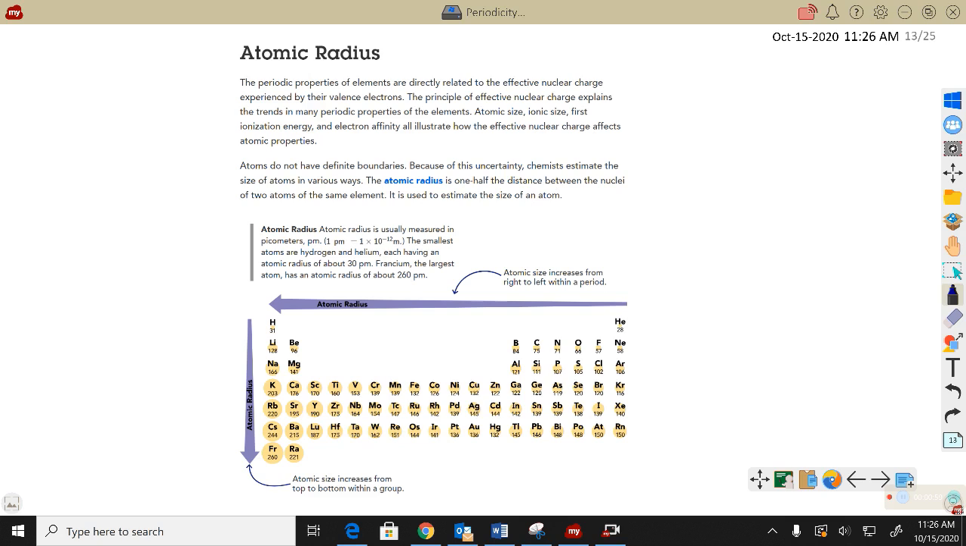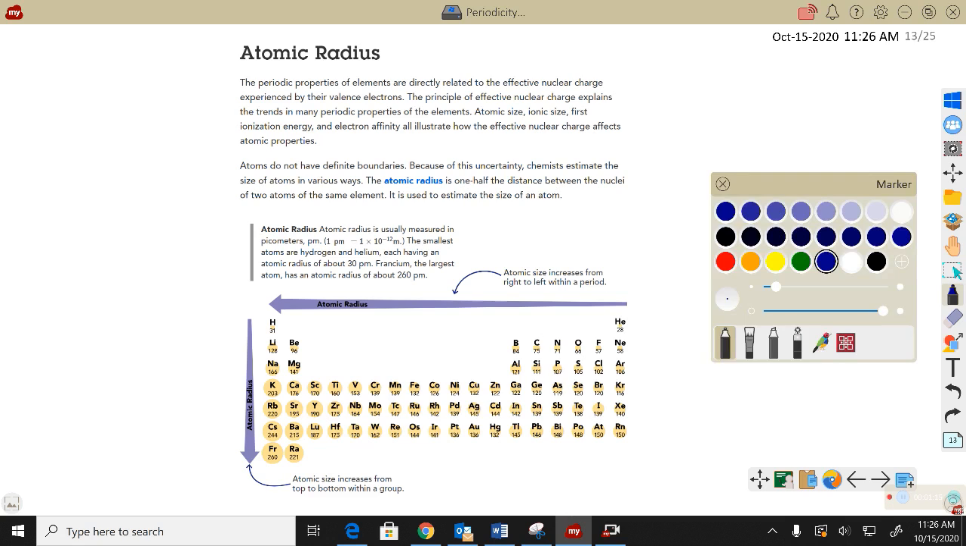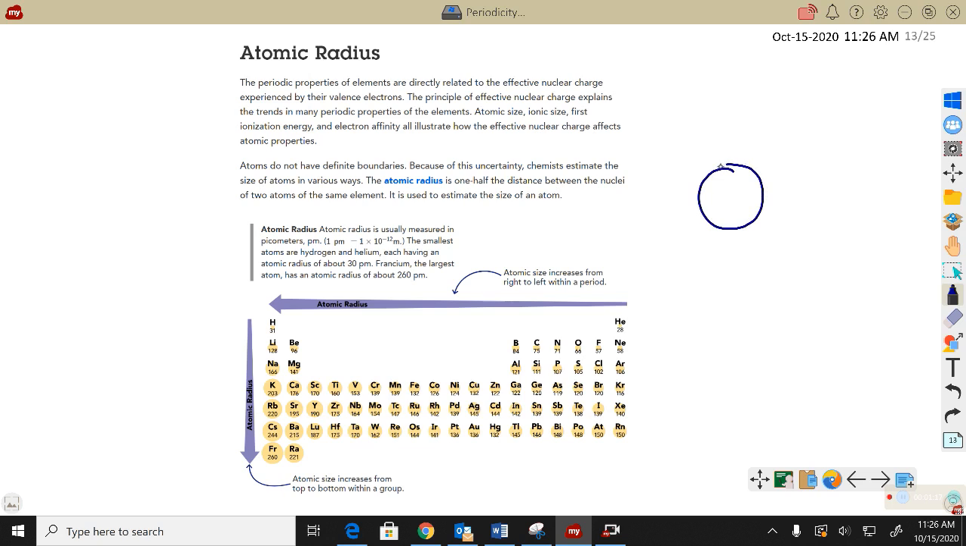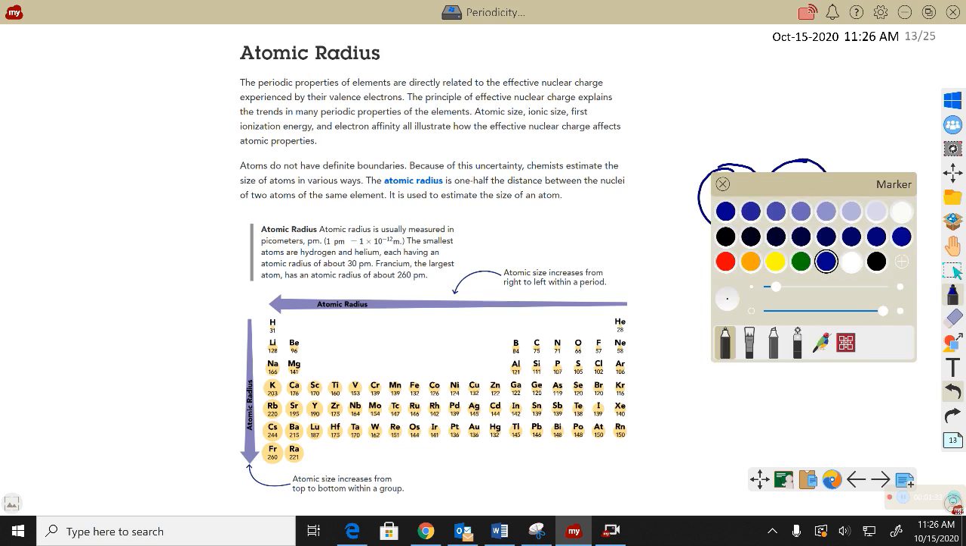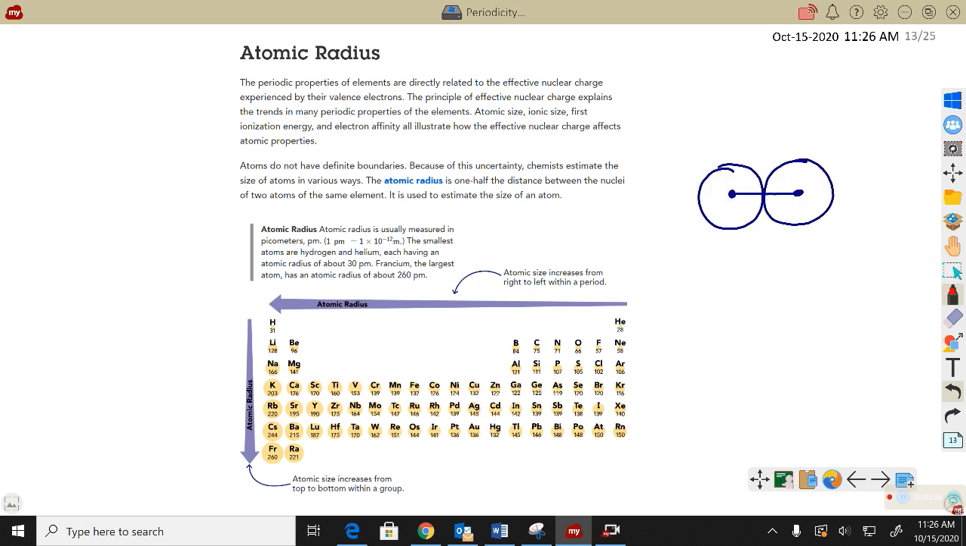So atomic radius is a way of measuring the size of an atom. It's hard to technically measure the radius of an atom because electrons are in their orbitals and they are moving around in their orbitals. But here's how they do measure it. They take the distance between two of the same atom, right next to each other, from one nucleus to the other, and then they take that measurement and cut it in half. And then they get this average measurement for the radius of one atom.